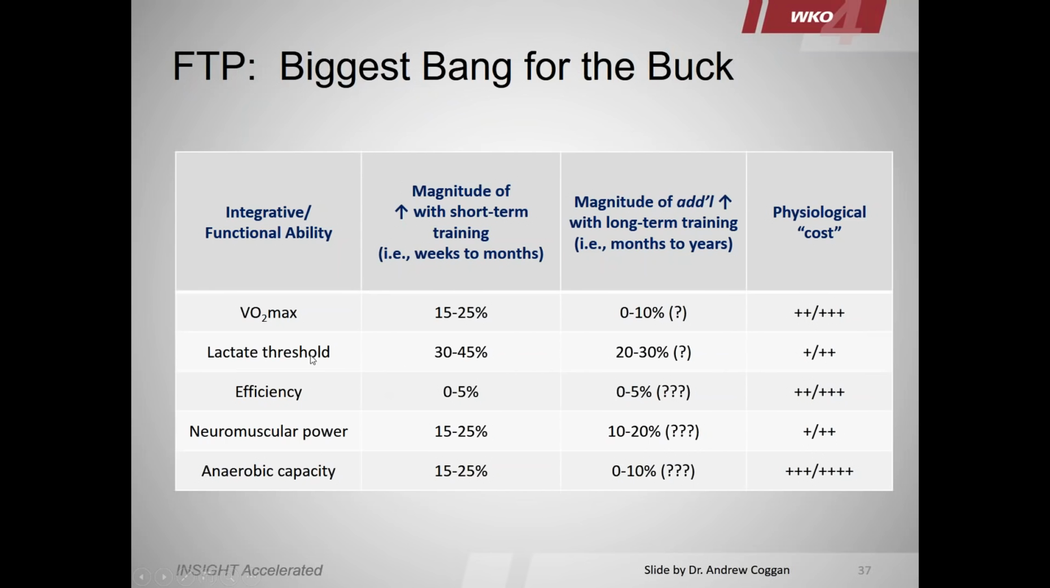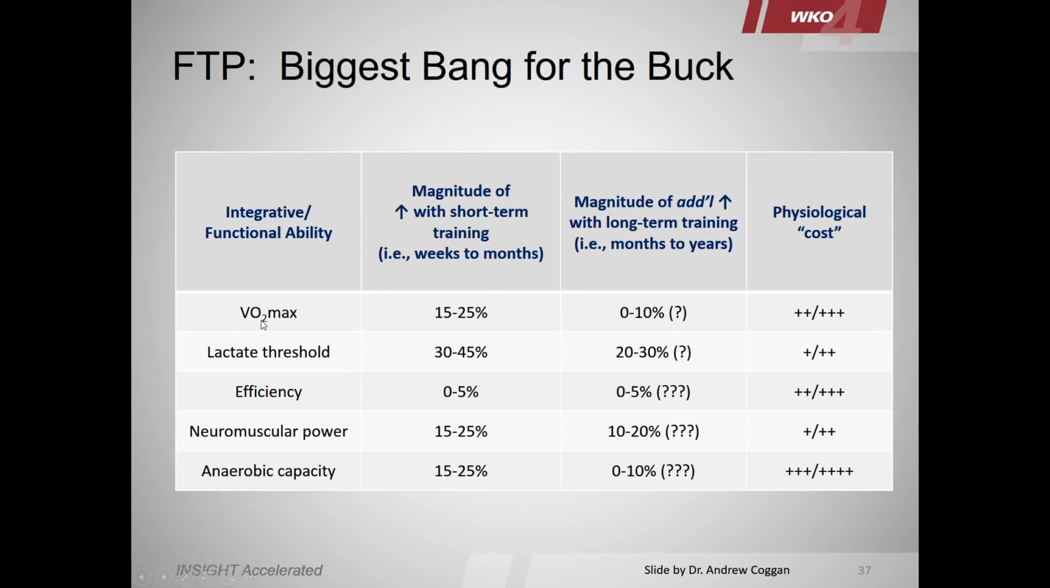Short-term training, weeks to months, we can move threshold by 30 to 45%. It gives us the biggest single improvement also. And over time, thinking years of training, we can move it an additional 20 to 30%. And the physiological cost is just not that high.